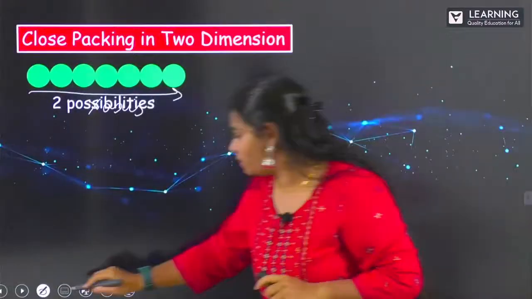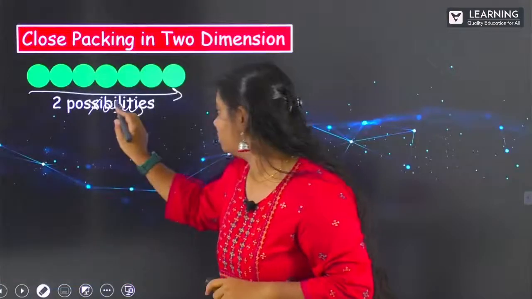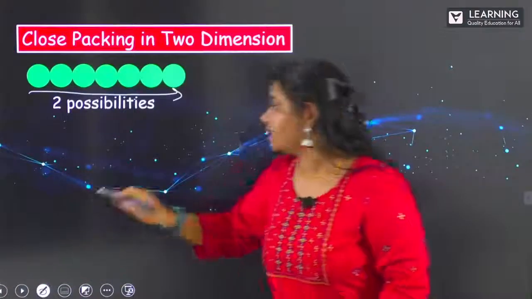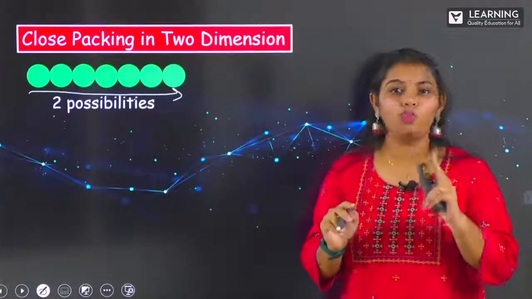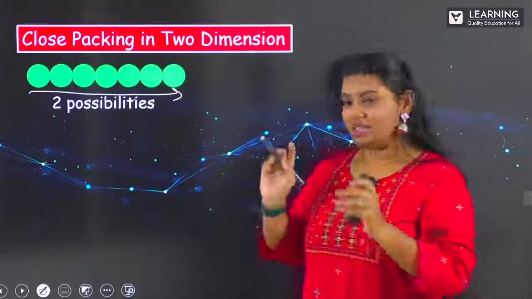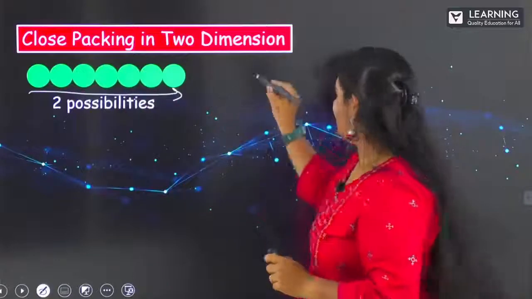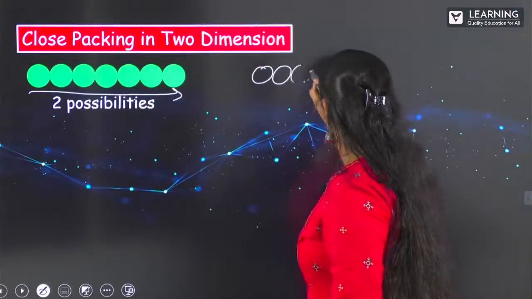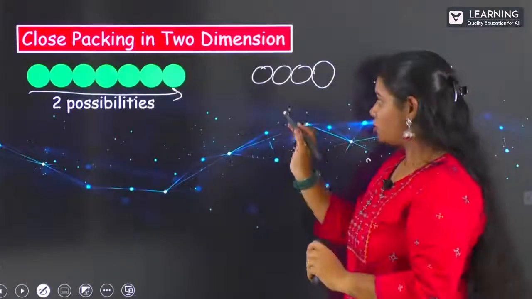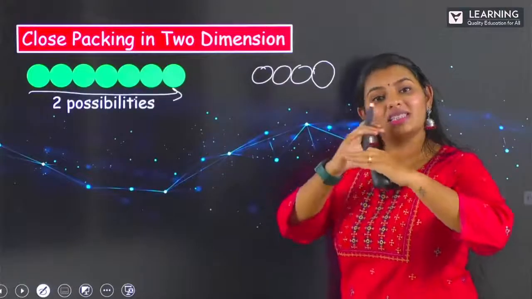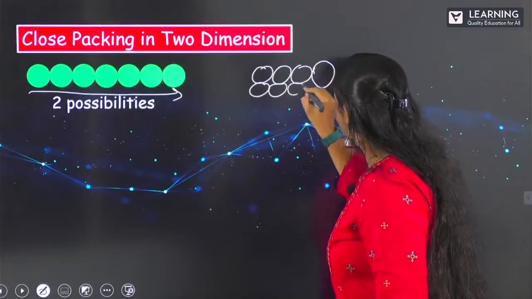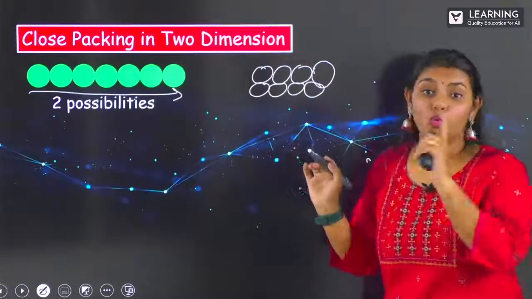This arrangement, whatever is done in two dimension, there are two possibilities. We can do it in two ways. So now we will see what is the first way. Here you can see the one dimension, right? Let me just show you. Here you can see one dimension. Right below them, there's the same one dimension arranged in the same manner, just below them. This is one of the possibilities.